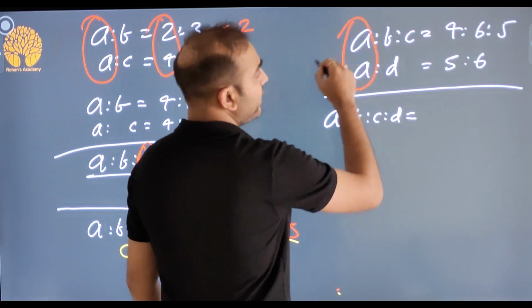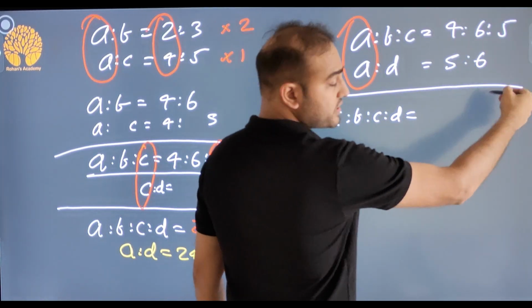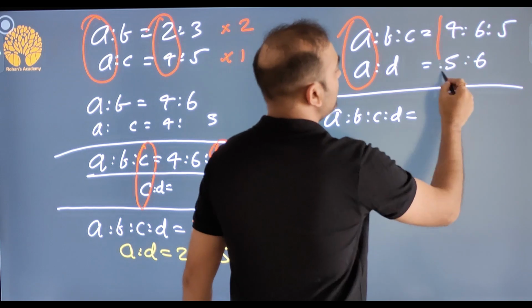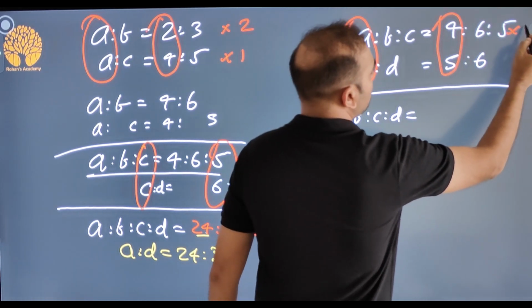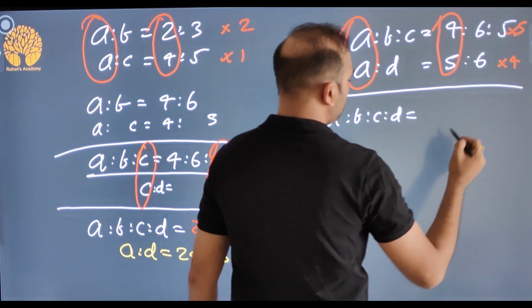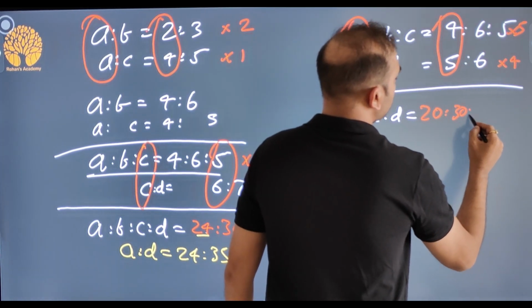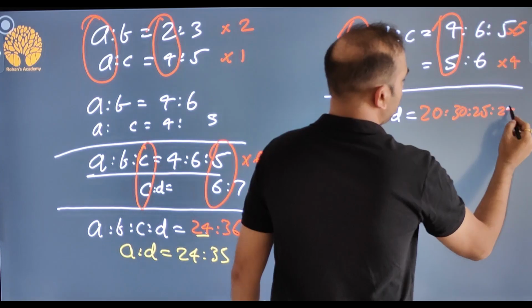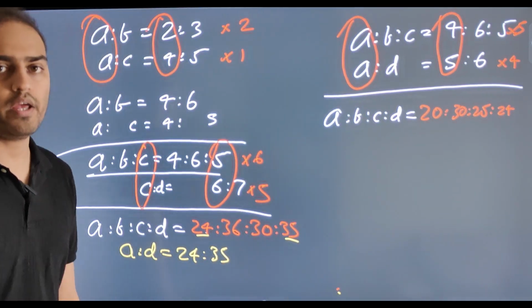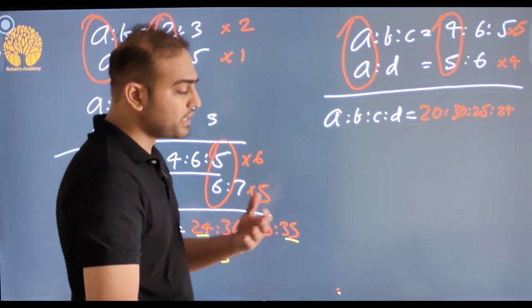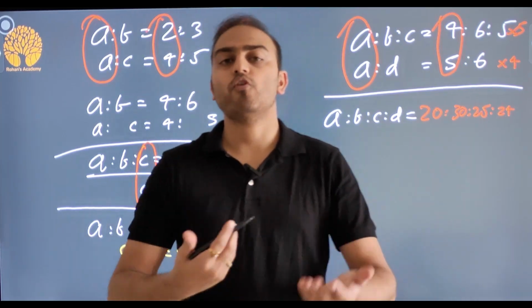Okay, let's solve this one. The common variable is A now. Don't see that this 5 and 5 is same, so directly combine. The variable is different. 5 multiply by 5, multiply by 4, that's 20 is to 30 is to 25 is to 24. So I hope you understand how we form ratios.